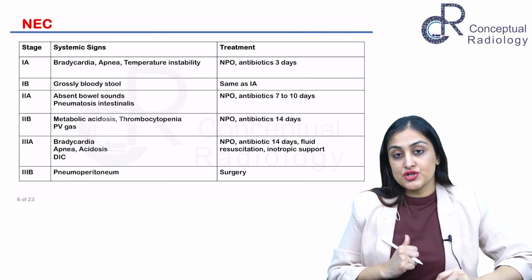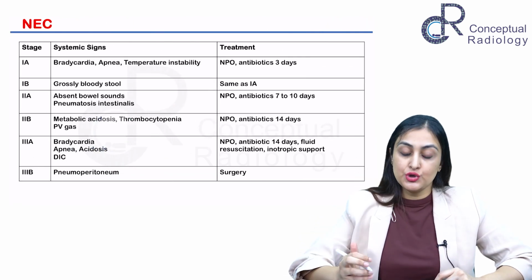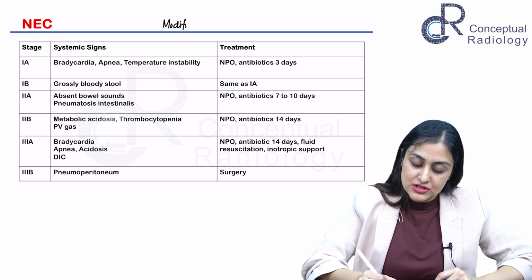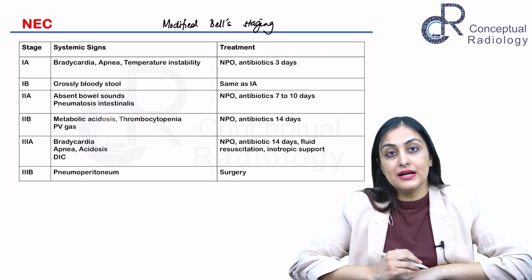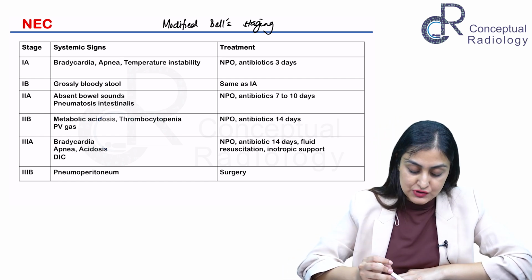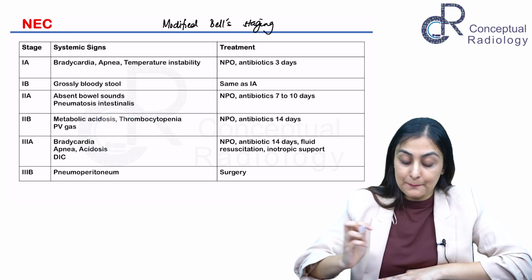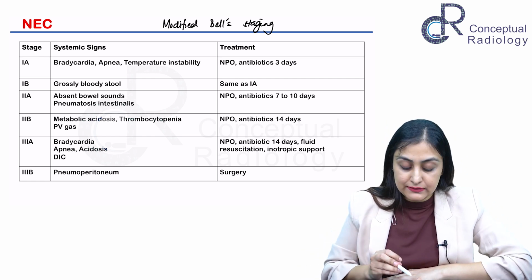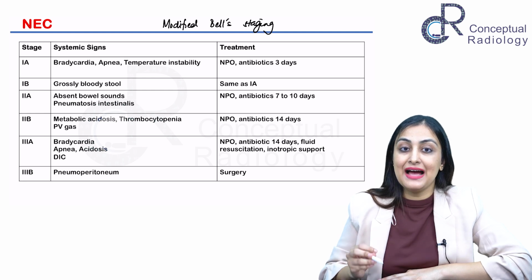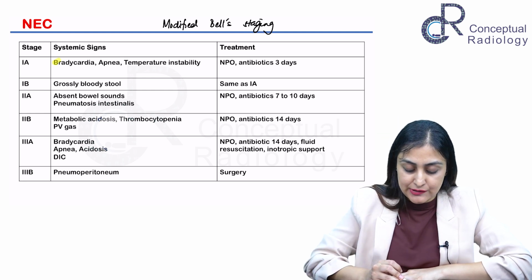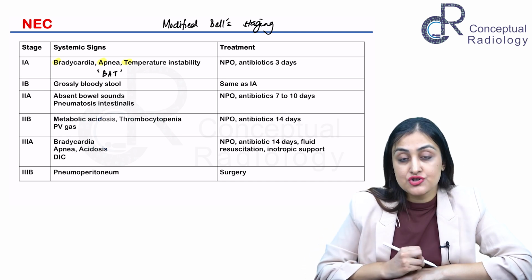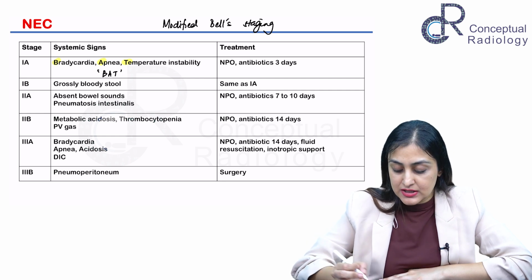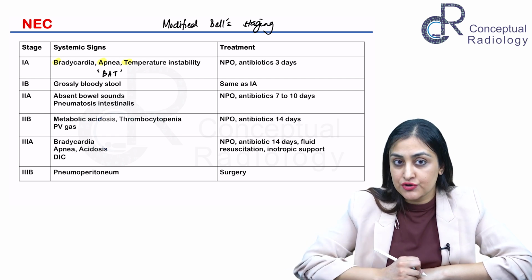Okay. Just to integrate pediatrics with you, you should know about the modified Bell staging. If your viva is going well, they'll definitely get to this. Modified Bell staging is what is used for necrotizing enterocolitis. It has 3 stages, 1, 2 and 3, which are further subdivided into A and B. Stage 1A is mainly clinical, wherein you start to have bradycardia, apnea, temperature instability. You can remember this as BAT, right? Bradycardia, apnea, temperature instability. The management remains conservative with NPO and antibiotics for 3 days.